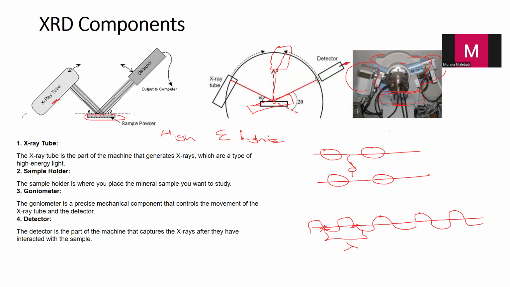So the function of a detector is to pick up these scattered X-rays and record the intensity and angle of each scattered wave. So you'd have the intensity, which is what would behave in those graphs, and you'll see this on your computer.